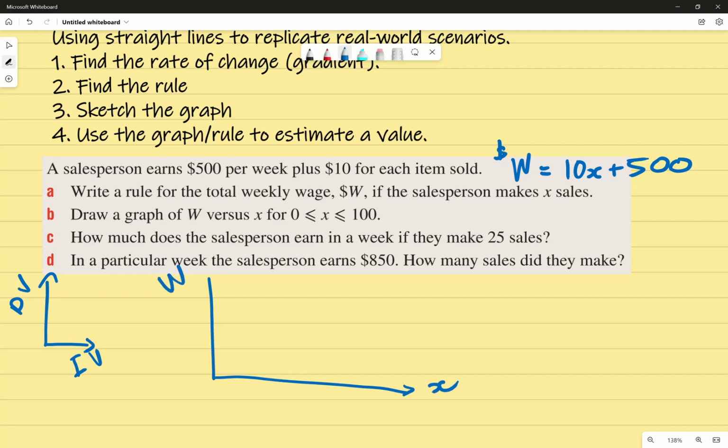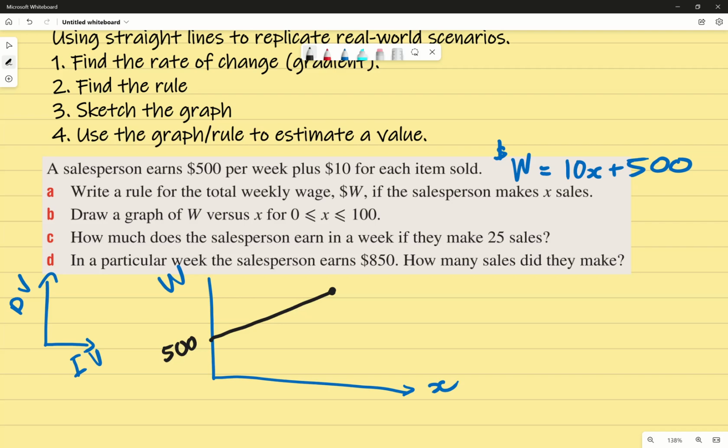Right? 10x plus 500. Immediately, I know that the starting value is going to be 500. So that's my y-intercept. So that's going to be 500. And it's going to go up like this. How do I know it's going up? It's going up because it is positive. Perfect. And yes, you're right, 10. So the gradient is positive, which is positive 10. Now it says from 0 to 100.